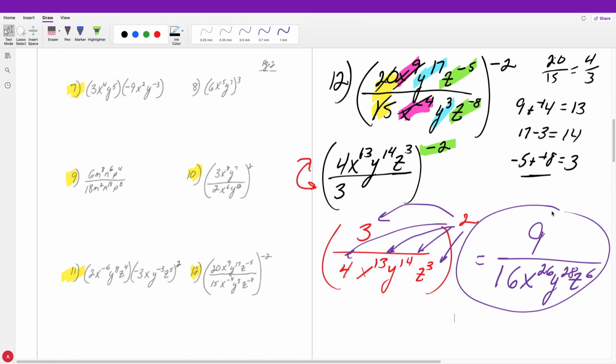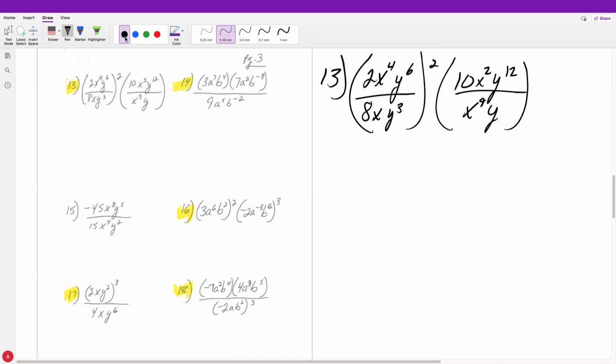There are different ways you can do this problem. You could have distributed the negative 2 power in first. You could have flipped it first. You could have done a lot of different things, but it's up to you. That's the way I did it for this one, and hopefully it made sense to you. All right, we have a few more questions left before we're done with this video.